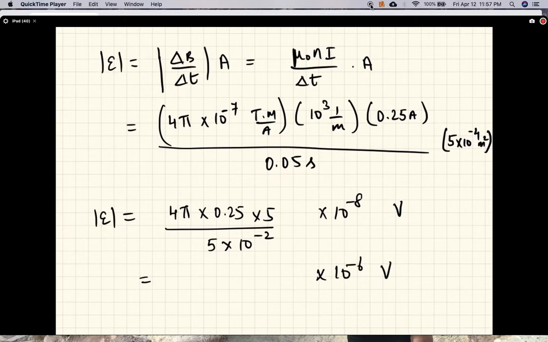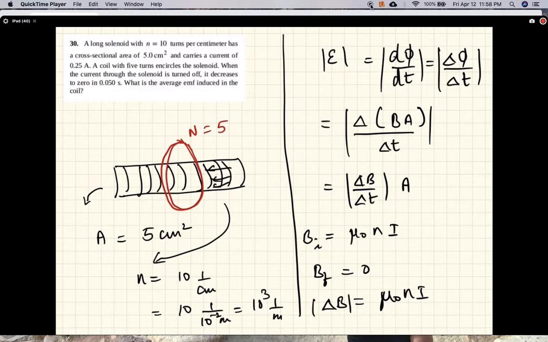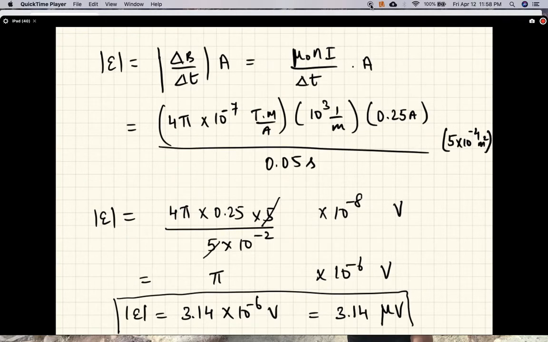And let's evaluate this number. Oh, goody. The pi cancels. So 4 times 0.25 is 1, so it's pi into 10 to the minus 6. Okay, so the magnitude of the EMF is 3.14 times 10 to the minus 6 volts, 3.14 microvolts. Okay, that's the induced EMF. That takes care of that problem.